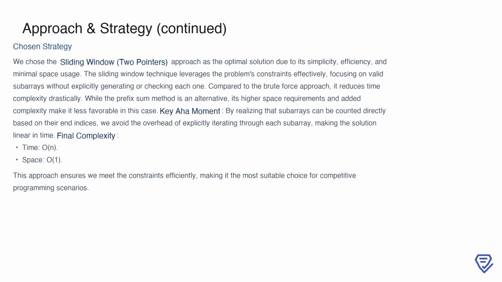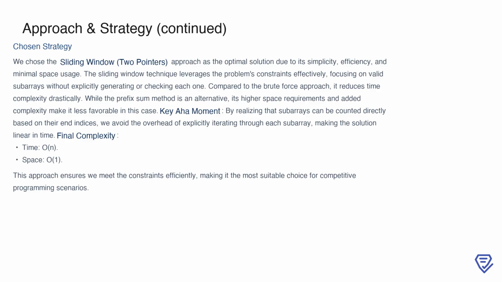Among the considered approaches, the sliding window, or two-pointer, method is the clear choice due to its simplicity, efficiency, and minimal space requirements. It effectively handles the constraints of the problem, focusing on counting valid subarrays directly without the need for explicit generation or iteration. This drastically reduces the time complexity compared to brute force, making it ideal for competitive programming. While the prefix sum method is an alternative, its higher space usage and increased implementation complexity make it less appealing.